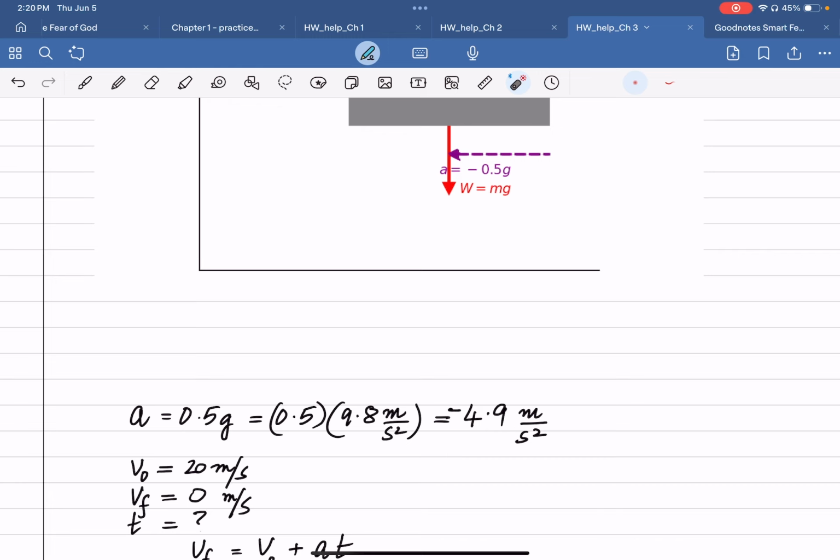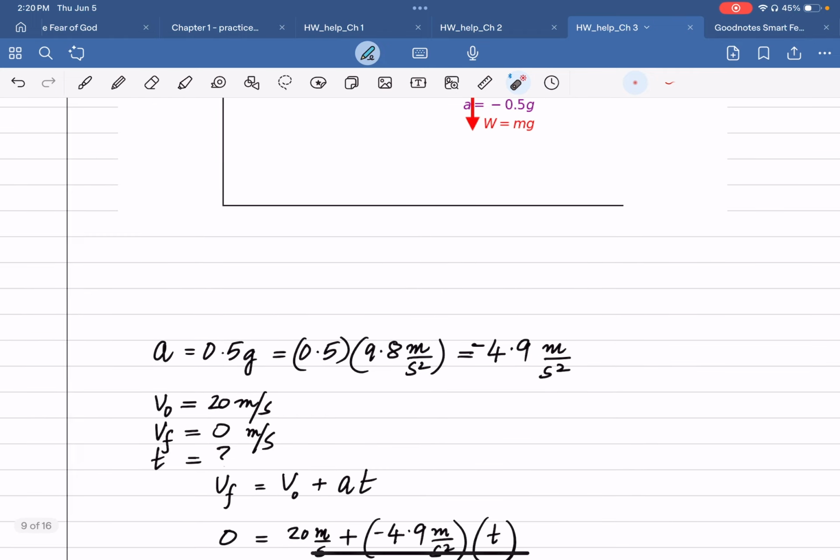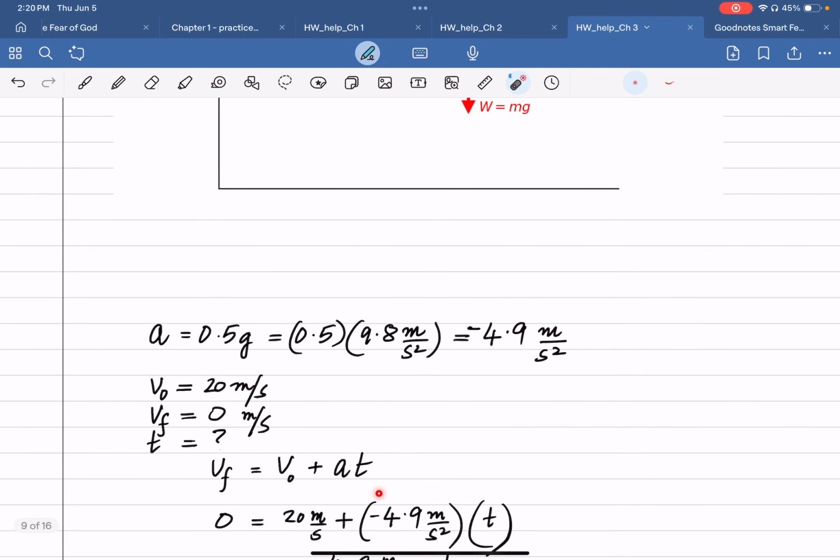I'm going to say that again. Whenever an object slows down, the acceleration is negative. If it speeds up, it is positive. The initial velocity is 20 meter per second. The final velocity is 0, and you're looking for time. When you look at these four, you have to make the connection that this is the equation you're going to use. V final is V initial plus AT.